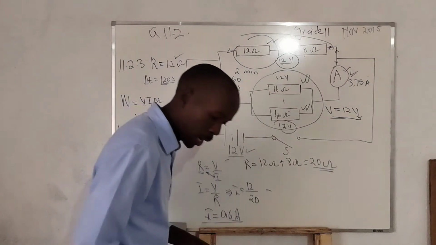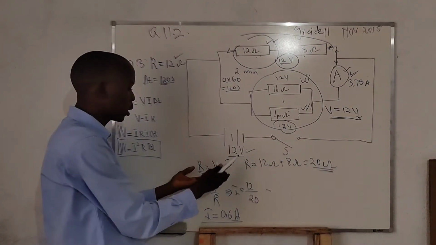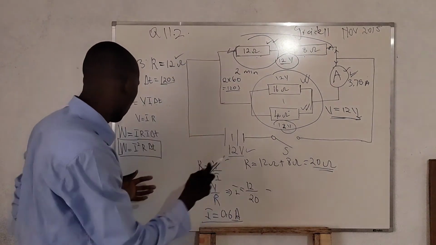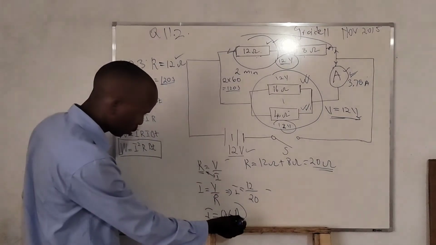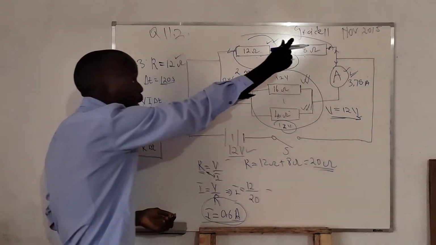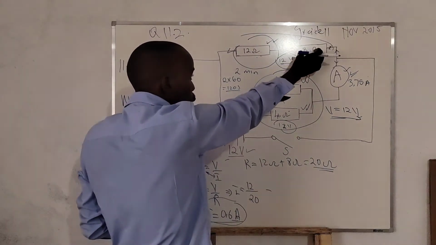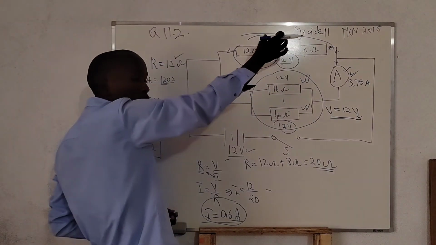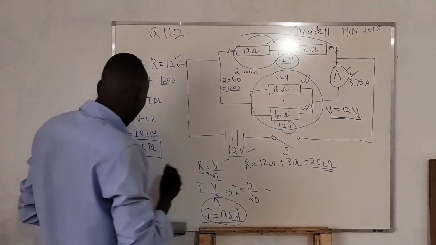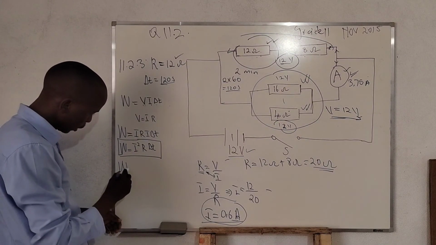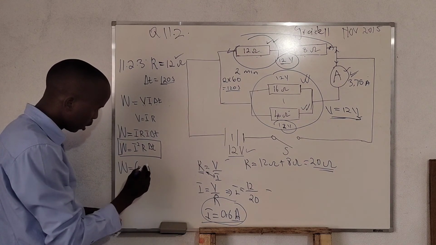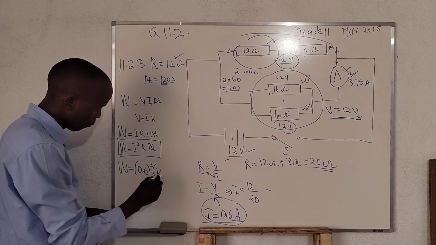Since we have got the current, we went through all this trouble so that we can find the current passing through this section. So now we have got the current is 0.6. We know our resistance is 12 ohms. The current passing through this resistor is 0.6 amperes, and the current also passing through here is 0.6 amperes. So now we say energy is given by the current, 0.6 amperes squared, times 12 times what?